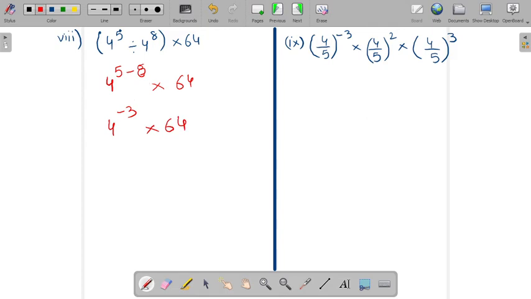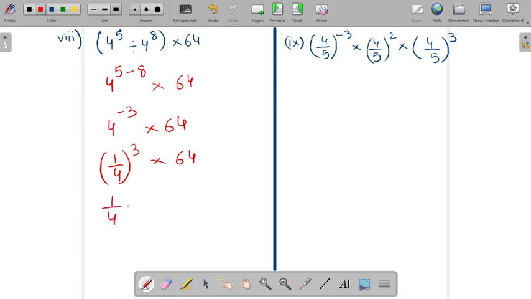Now tell me what should be the next step? In the next step, you will change the power to positive. So how will you change it? You will write 1 by 4 power 3 multiply 64.